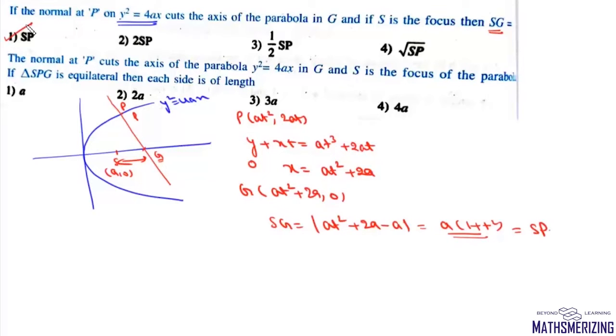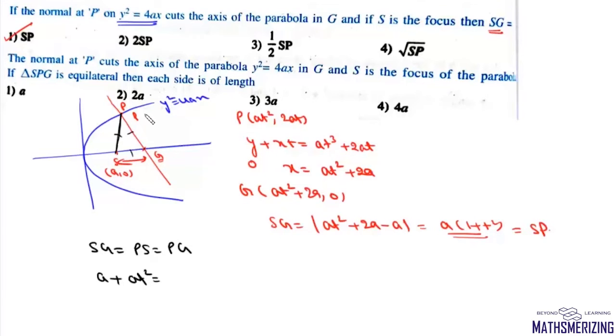Now the second question is, if the normal at P cuts the axis of the parabola in G and S is the focus of the parabola, if triangle SPG is an equilateral triangle, then we need to find the length of each side. This distance SG must be equal to PS and it must be equal to PG. Now SG and PS are equal and we know that it is a + at².